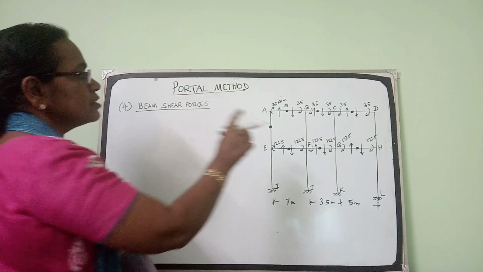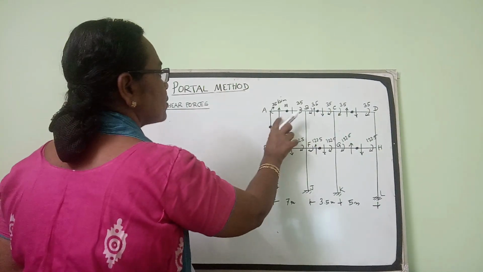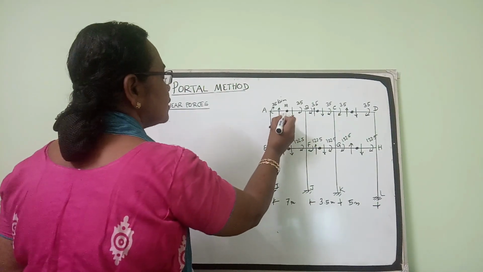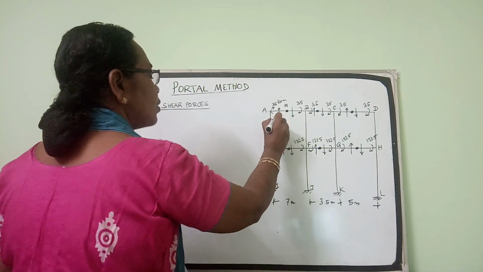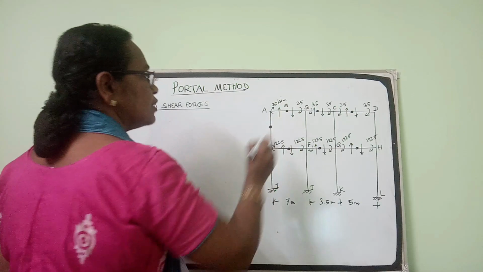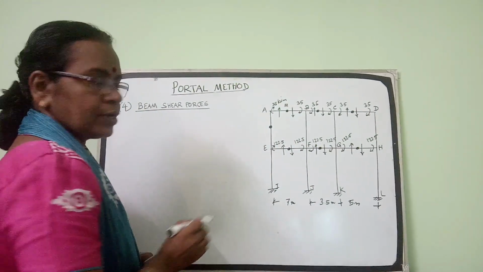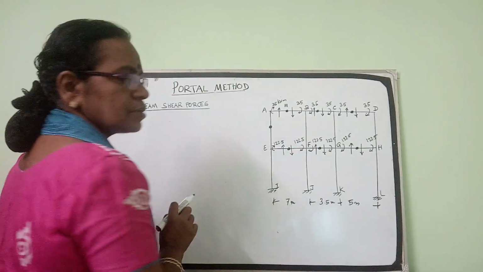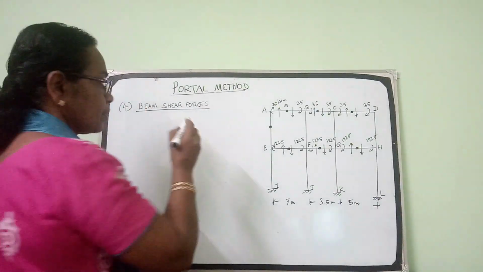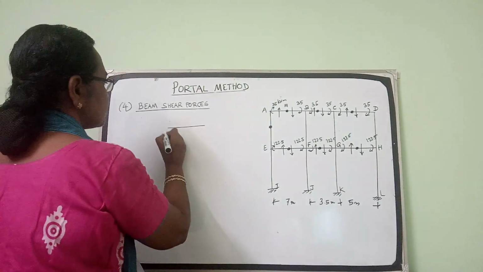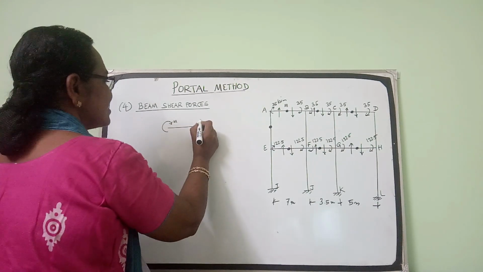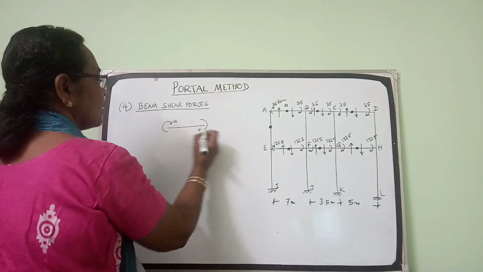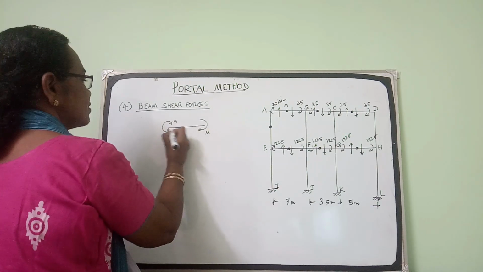clockwise. Next we have to find out the shear force in the beam. This is the point of contraflexure. I marked this shear force. If on this side it is upward, on the other side it will be downward. And how will you find out the shear force if you have the bending moment? So consider a beam. Suppose it is having a moment M here, clockwise. Here also it is having a clockwise moment M. What will be these reactions?